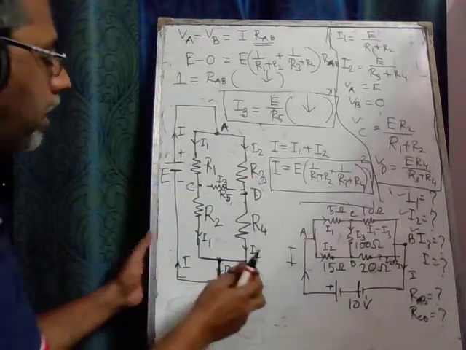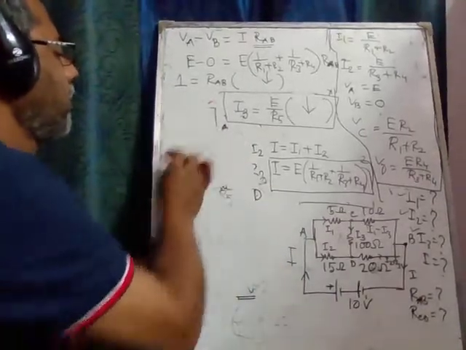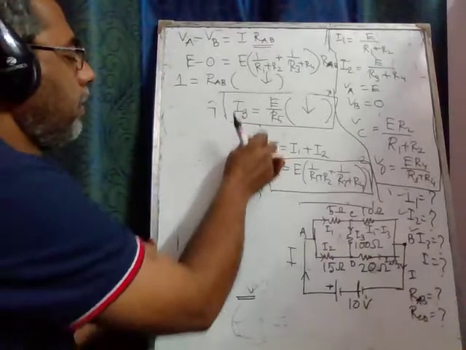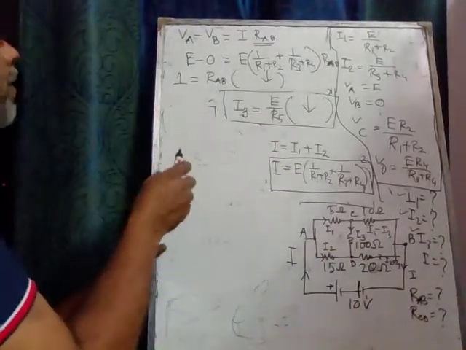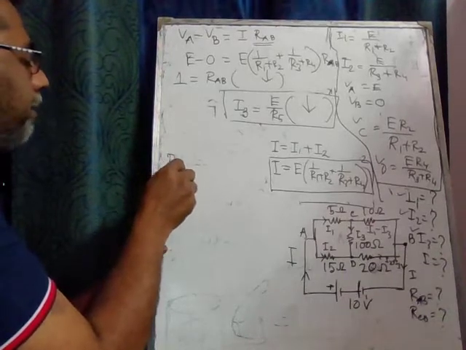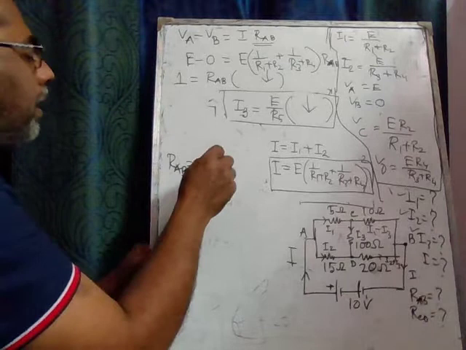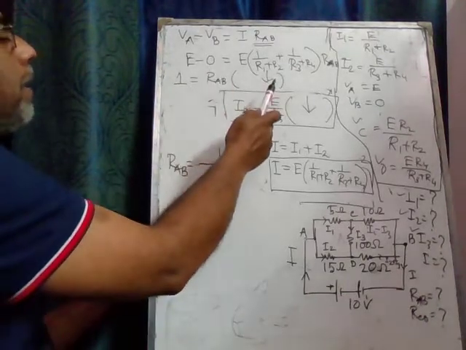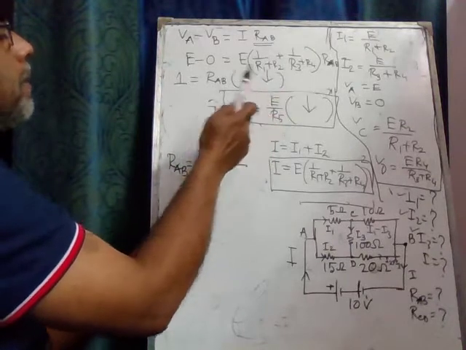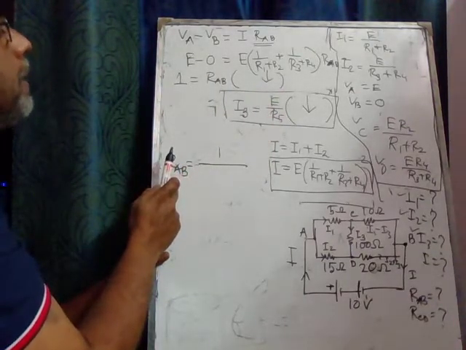I shall write it here. One by one we got all the expressions required. So this is RAB. RAB is nothing but 1 over, you can calculate it from here. So this is RAB. RAB is how much?